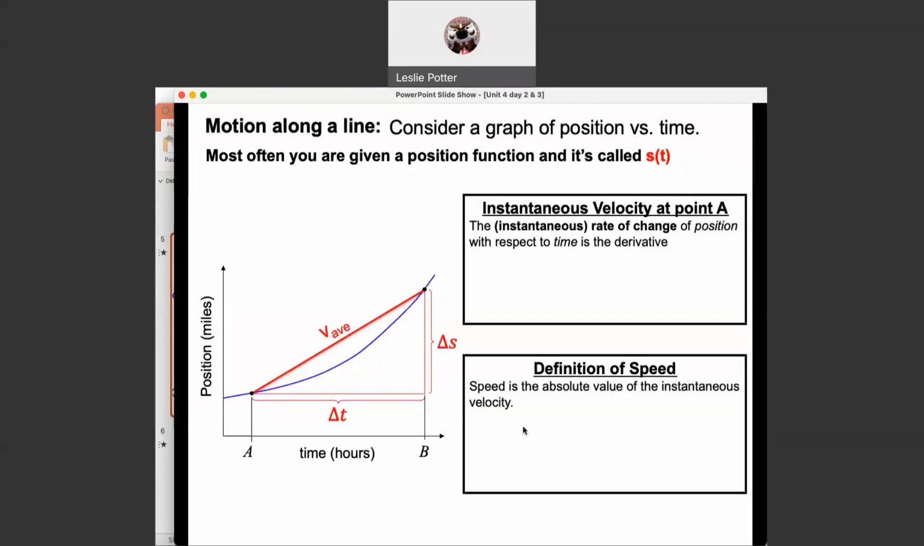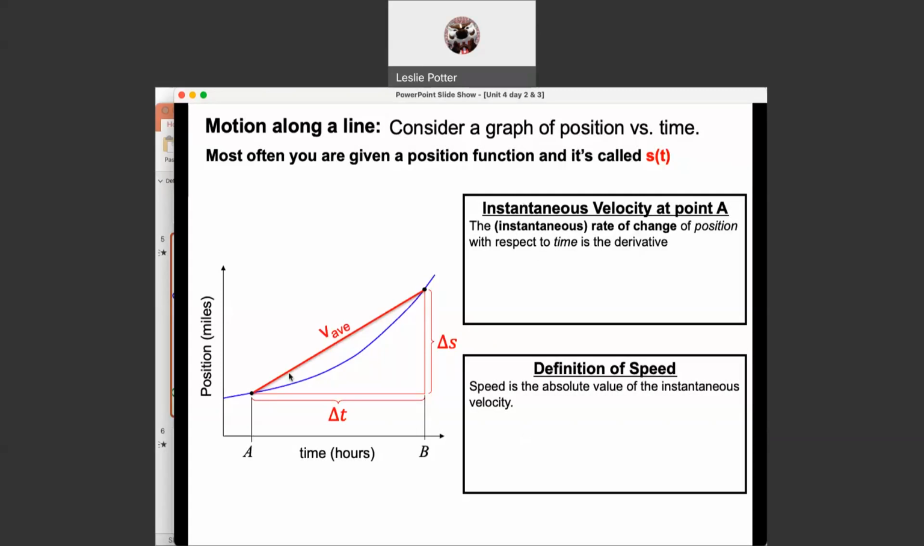Okay, so let's talk about instantaneous velocity now. So we see the word instantaneous, we know we're talking about the derivative. So the instantaneous rate of change of position with respect to time is the derivative. And so we know that instantaneous then is going to be the slope of the tangent line.